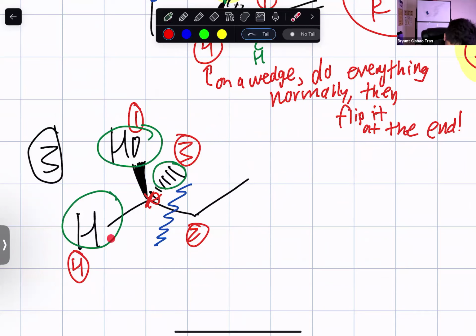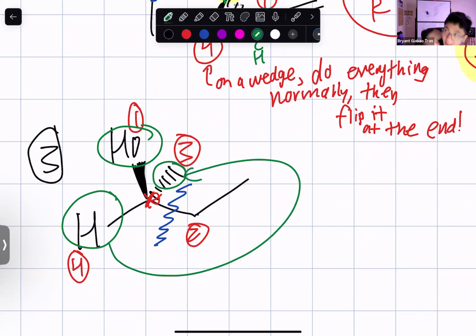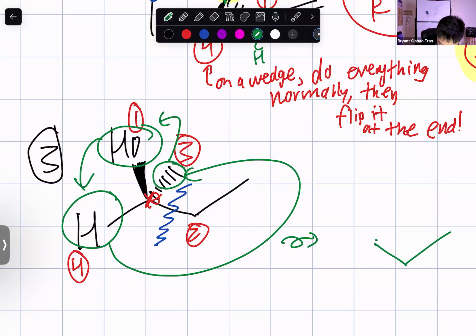Because we want the lowest priority group to be on the backside, I'm going to rotate this, what is that? Counterclockwise? Yeah. Rotate the hydrogen onto the dash, the methyl to be on the wedge, the alcohol to be on the flat bond, right? Now, after the rotation, we get this. So this group right here will stay the same. It will stay still. The dash bond will stay still. The wedge bond will stay still. And the flat bond will stay still, right?